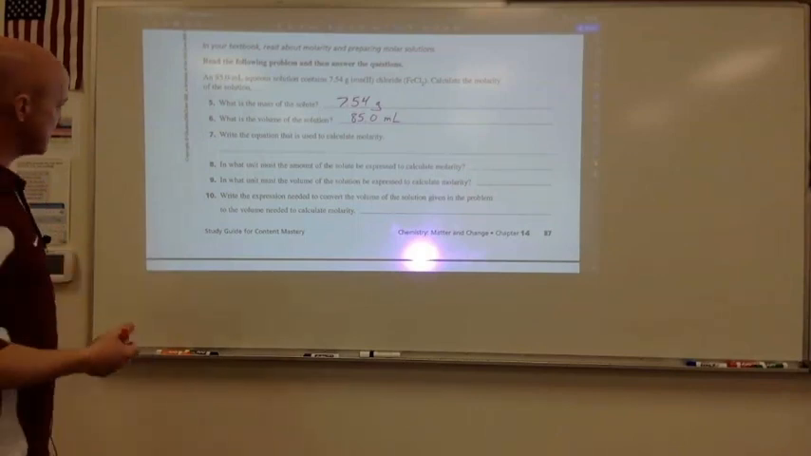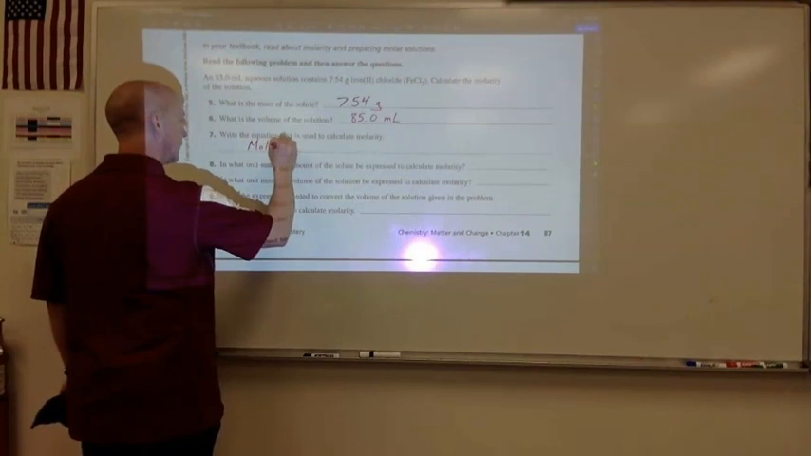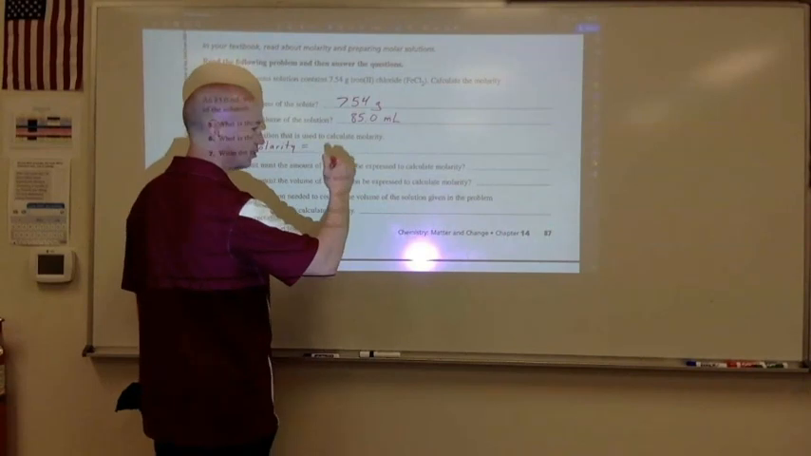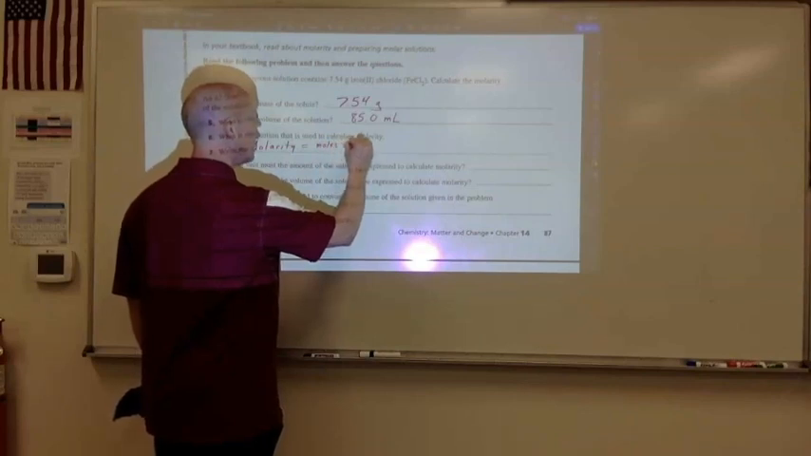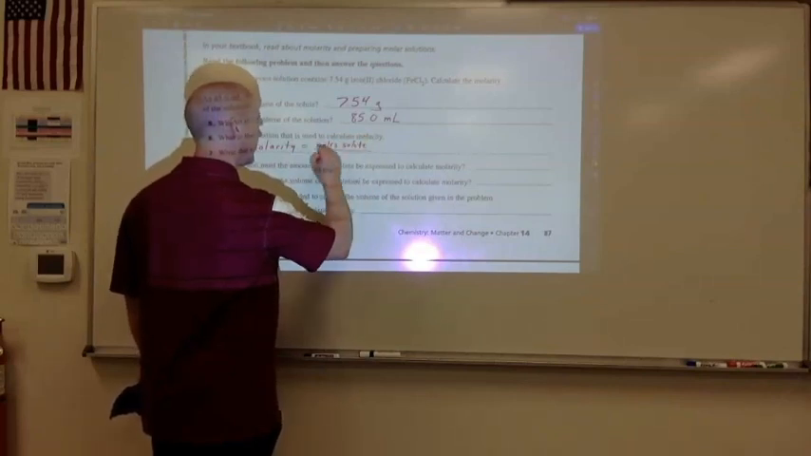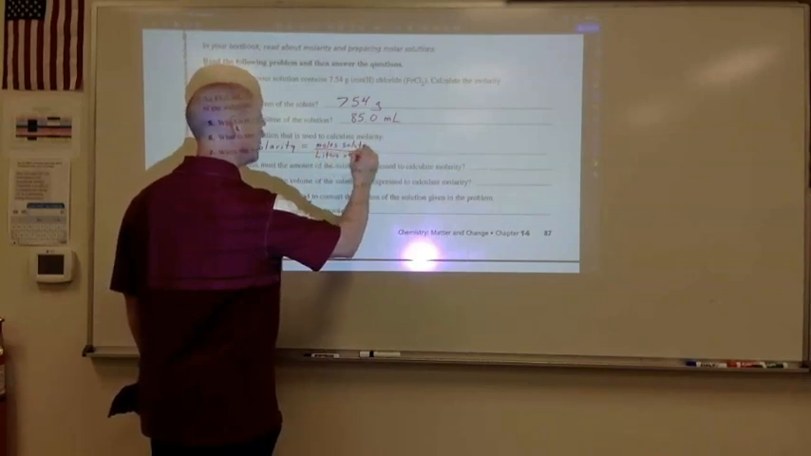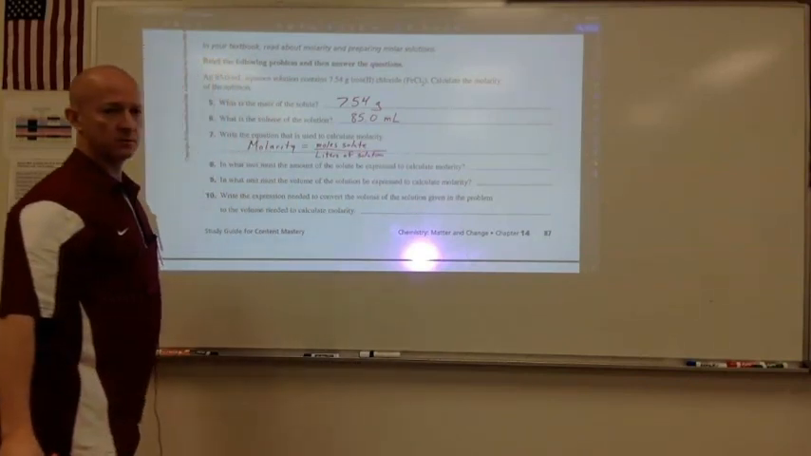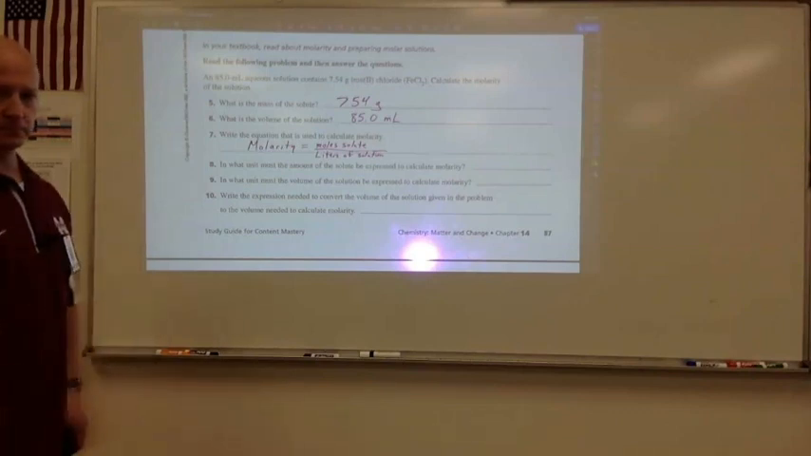All right, step by step, like we said. Molarity equals, I like to do it one over the other, but you can write it however you want, moles of solute divided by liters of solution. Moles of solute divided by liters of solution. That's molarity.